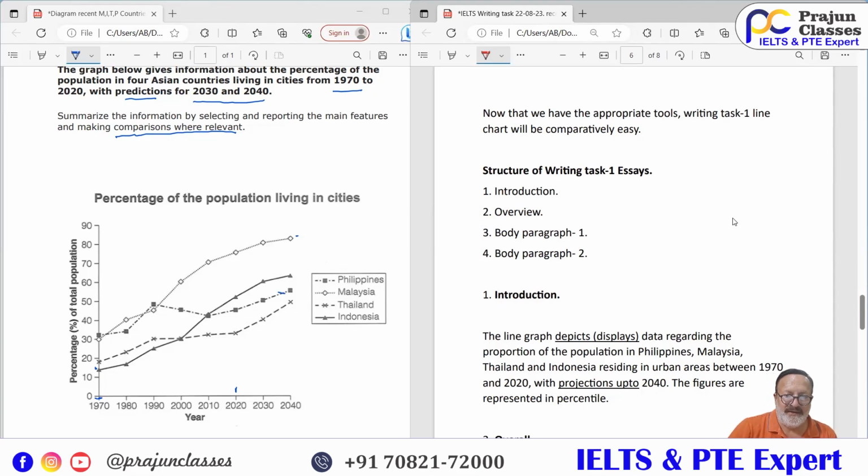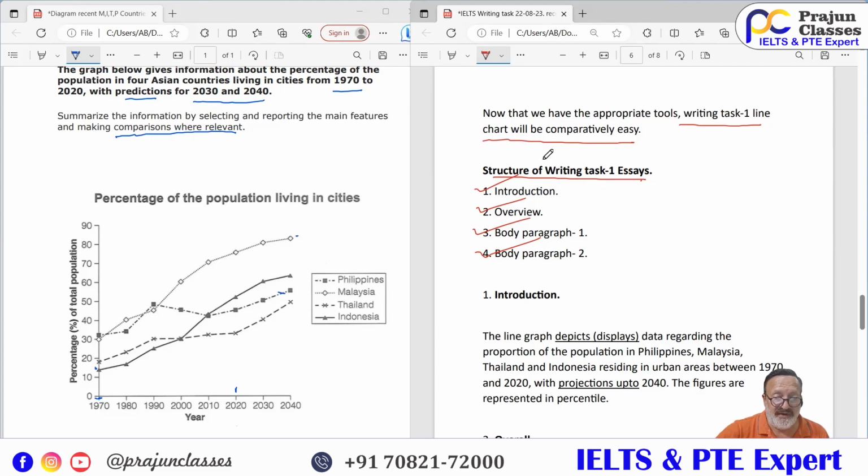So now that we have the appropriate tools, writing task 1 line chart will be comparatively easy, because these are the things which you have to mention to get a good grade. So the structure of writing task 1 essays is, first you have to write an introduction, then an overview, then body paragraph 1, and body paragraph 2. You cannot write in one body paragraph, I think you will be penalized for that. So you should write two body paragraphs at least. If you want, you can write even a third body paragraph. And you should leave one line in between these, which you will come to know.